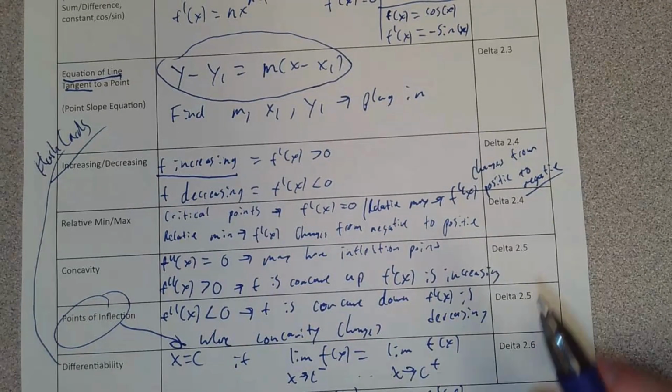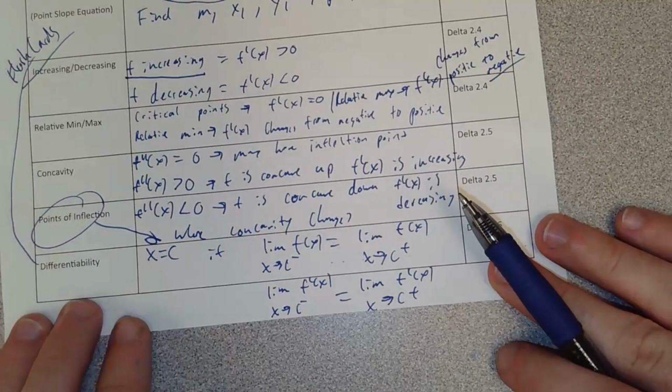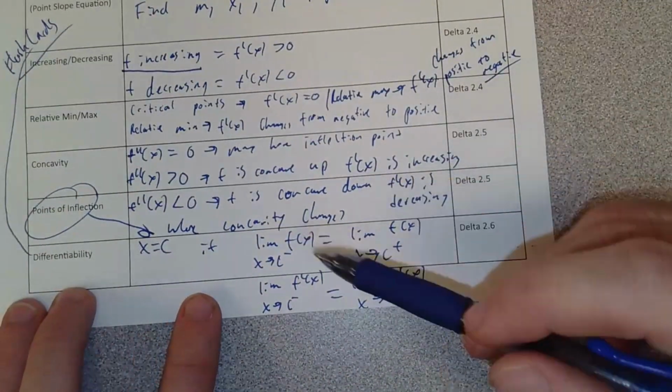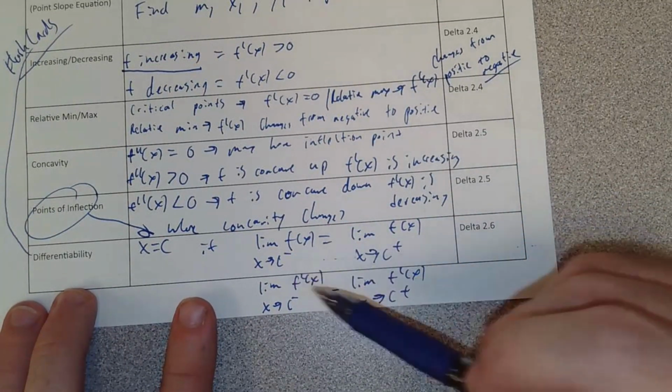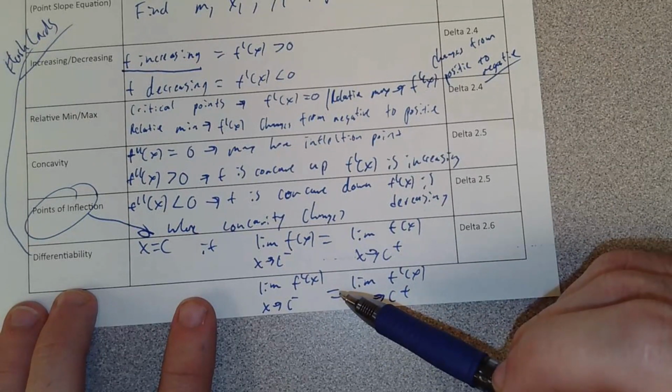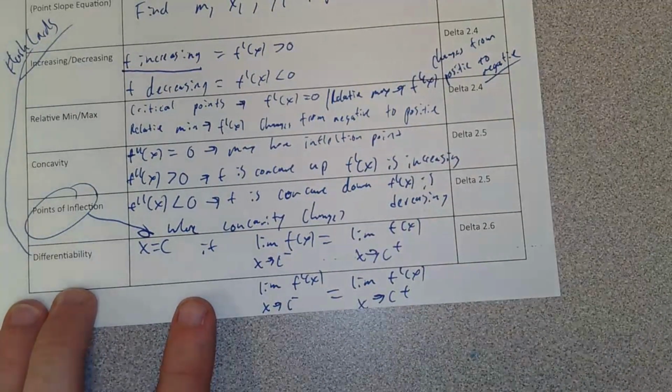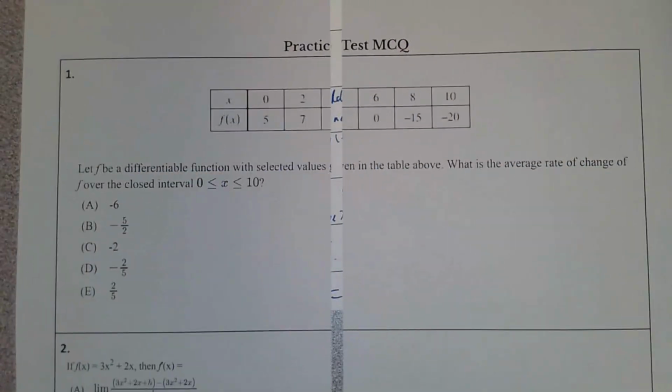And lastly, differentiability, which we would have done on Tuesday, is just saying that the function needs to be continuous at that point, but also the limits have to be continuous at that point. So anyway, on with multiple choice.